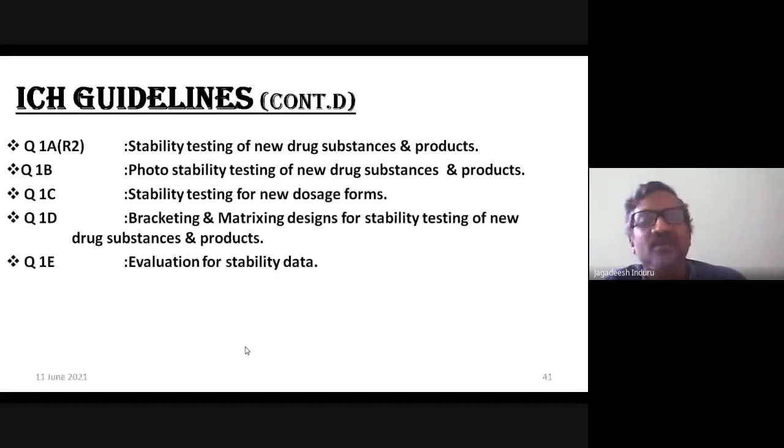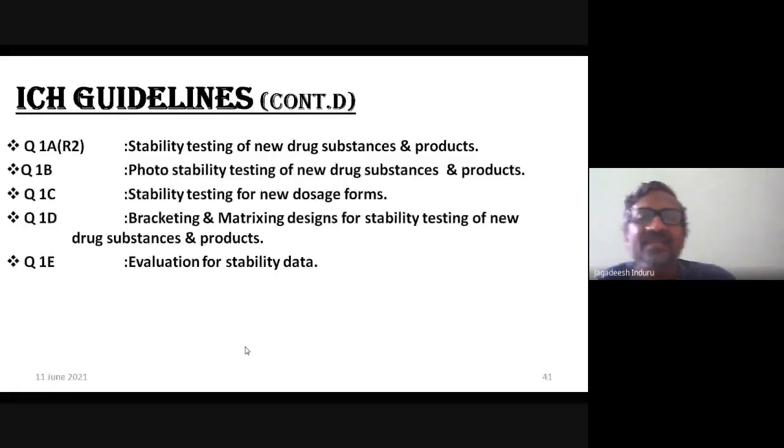Another one is matrixing. In matrixing, what will happen? You will not test all the time points, months, for all the dosage forms. You will prepare a matrix and pick according to the matrix design, and reduce the number of testing of your products so that your load will be less. And Q1E is applicable for the evaluation of the stability data.